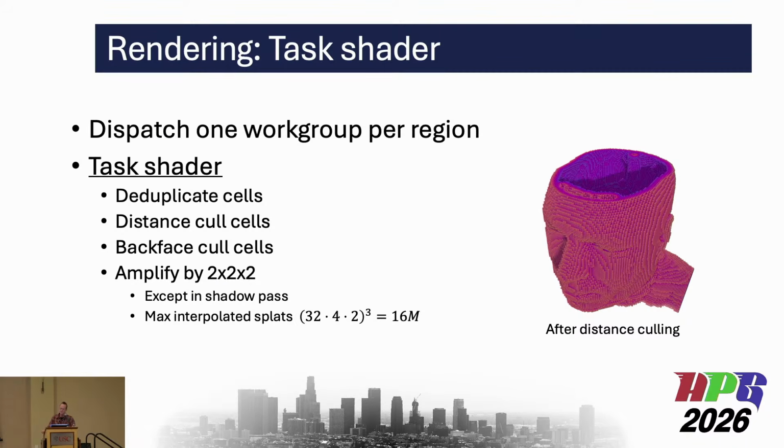To render, we dispatch one task shader workgroup per region. We deduplicate cells because regions overlap. This overlap means splats may belong to 8 different cells. We also do culling and interpolated splat amplification at this stage. The maximum number of interpolated volumetric splats without culling would be 16 million.